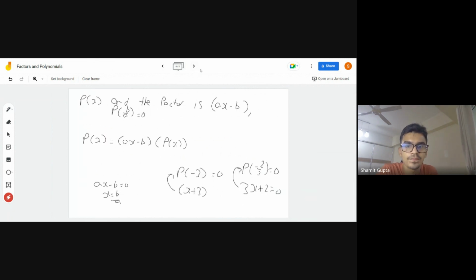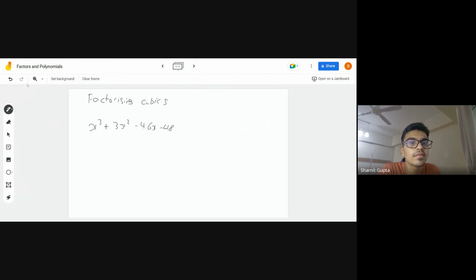What do we do? Simple. We find a root. We find a value for which this thing equals 0. For example, if x equals b is any number for which this becomes 0, that means x minus b is a factor.